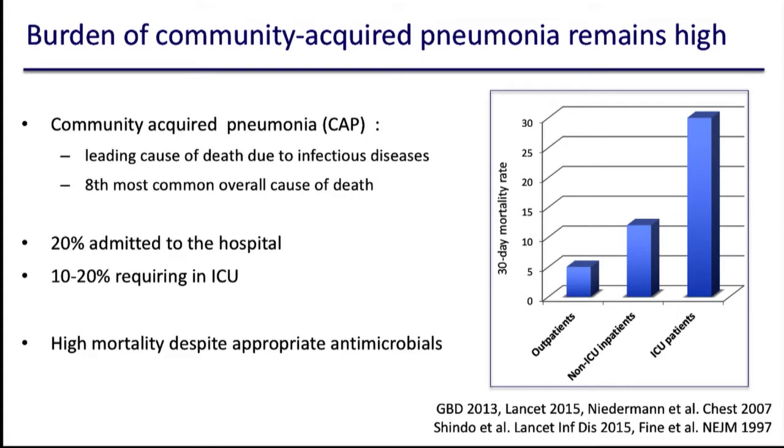So here are my disclosures. So why use corticosteroids during community-acquired pneumonia, referred to as CAP? First reason is that the burden of community-acquired pneumonia remains high despite appropriate use of antimicrobials. It is the leading cause of death due to infectious disease. It is the 8th most common overall cause of death worldwide, and mortality of non-ICU inpatients is between 10 and 12%, and it can be up to 30% in ICU patients.